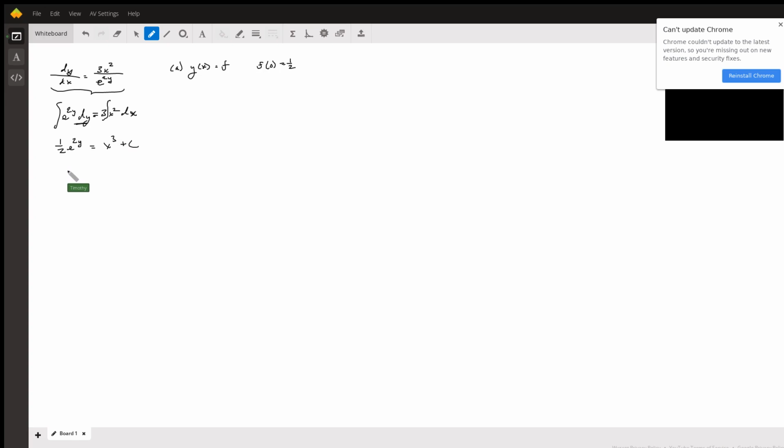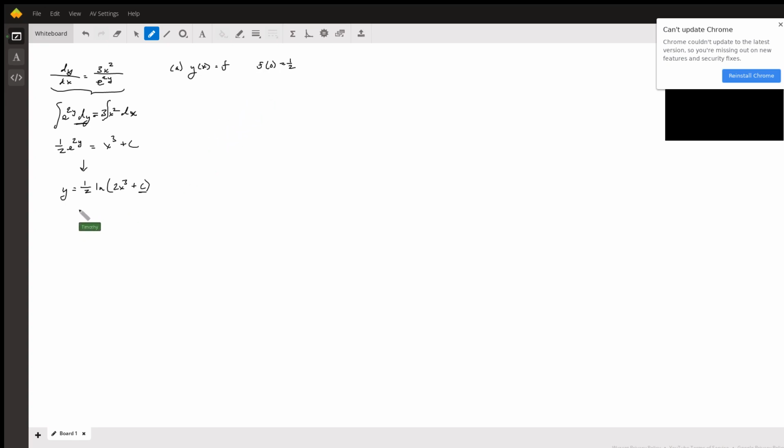Now, this should eventually, with some algebra, become y is equal to 1/2 ln of 2x cubed plus c. Okay, so we have some unknown constants. So what we're going to do is use the initial condition.